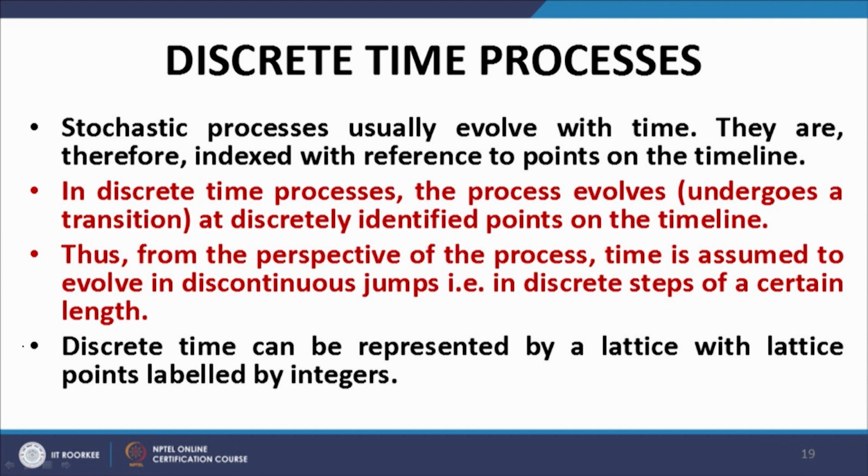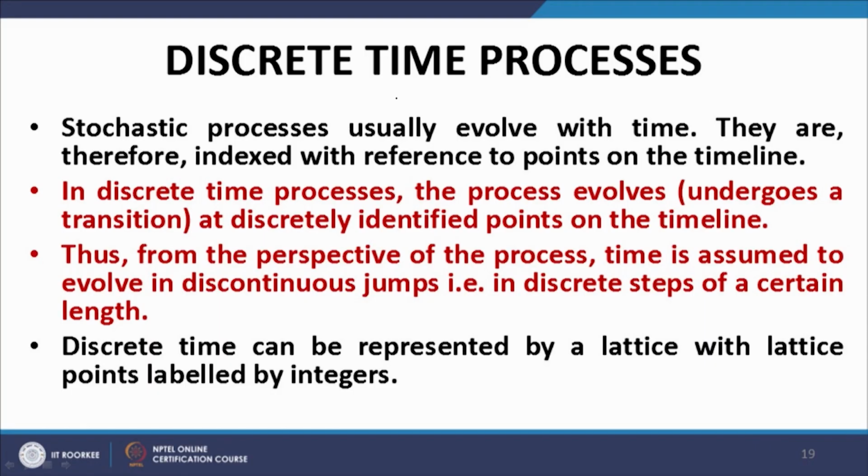Talking briefly about discrete time processes, stochastic processes usually evolve with time. They are therefore indexed with reference to points on the timeline. In discrete time processes, the process evolves, undergoes a transition, at discretely identified points on the timeline. Please note the timeline itself may be continuous. There is no restriction on the timeline being continuous. The point is that the system will undergo a transition at discrete, well defined points on the timeline.